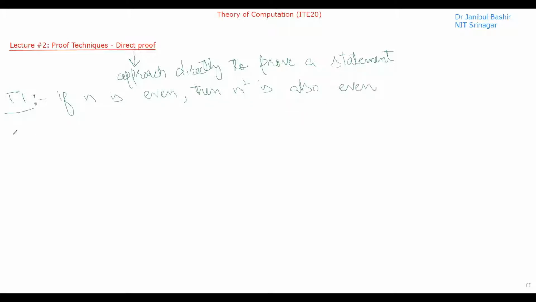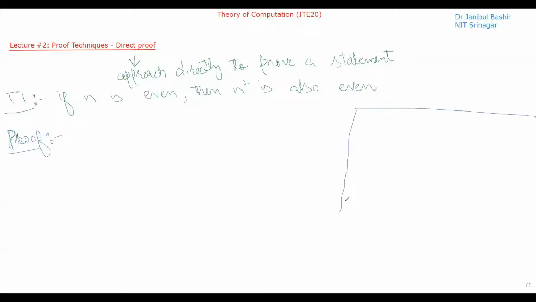Okay, so let's prove this particular statement. If n is even, then n square is also even. So what is an even number? Before discussing this, we have to discuss what is an even number.